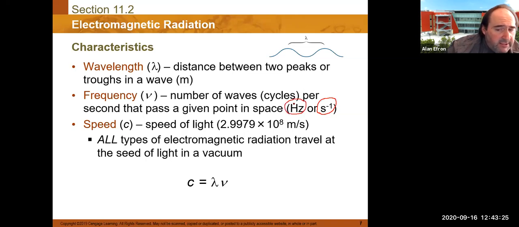So a hertz and a reciprocal second are the same thing. They are a one-to-one relationship. So 1 hertz is 1 reciprocal second. So if somebody says you have a frequency of 4 times 10 to the 14 reciprocal seconds, or you have a frequency of 4 times 10 to the 14 hertz, it's the same thing. The units are basically a one-to-one relationship.